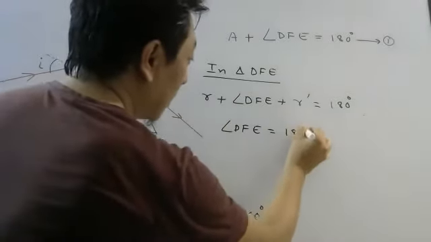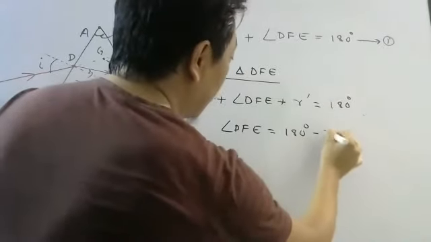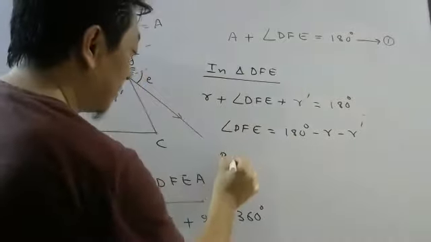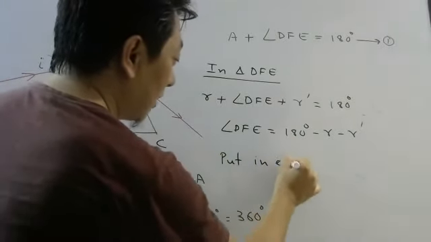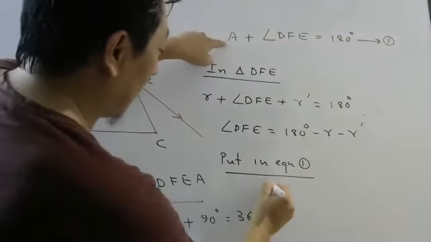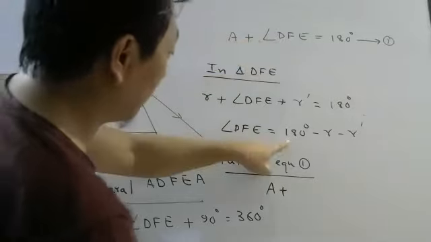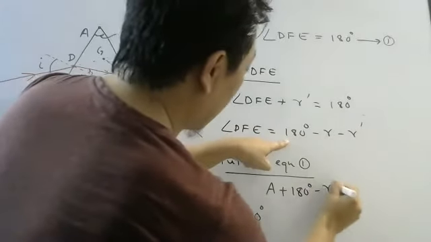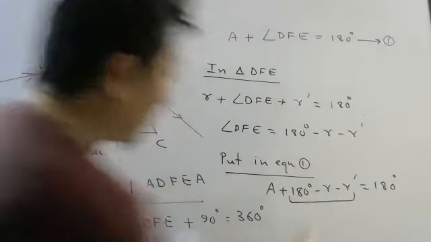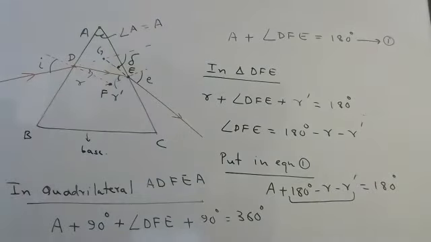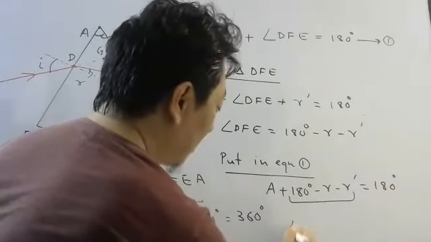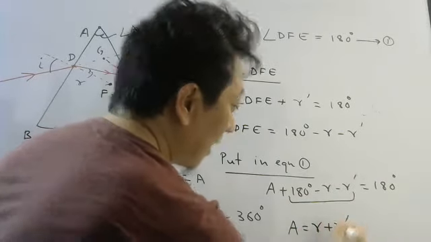So now you can see I have found this angle: DFE is 180 minus R minus R dash. Put this in equation 1. So you will get angle A plus 180 minus R minus R dash equals 180. Now take all of them that side. 180 minus 180 cancel. Minus R and minus R dash will become plus if you take it that side. So A equals R plus R dash.